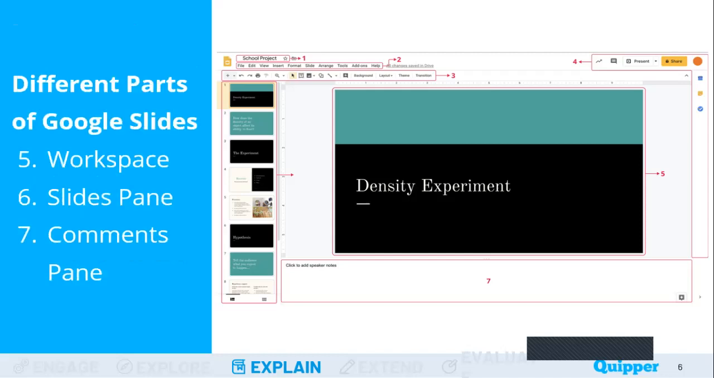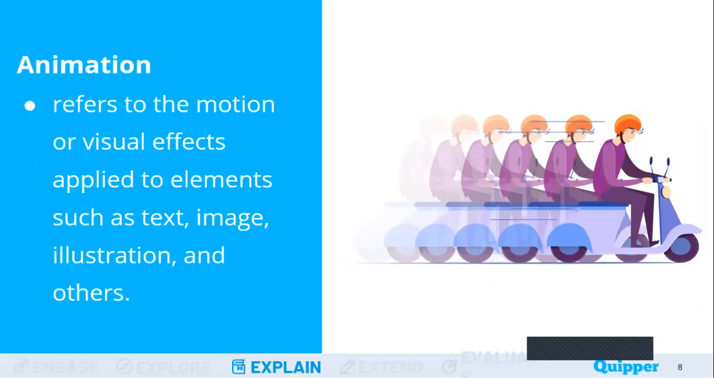Then we have workspace, number 5, workspace. Then 6 is slides pane. So number 6, as you can see, is the slides pane. Then 7, comments pane. Okay? That's comments pane.